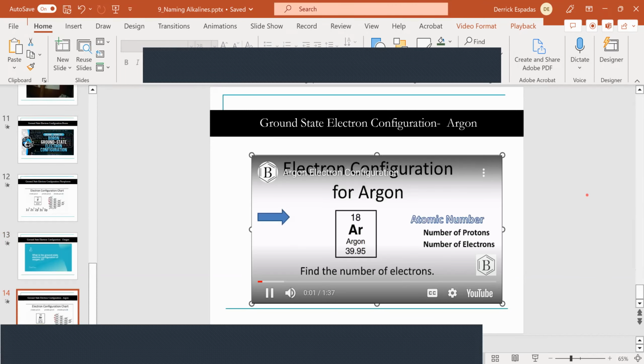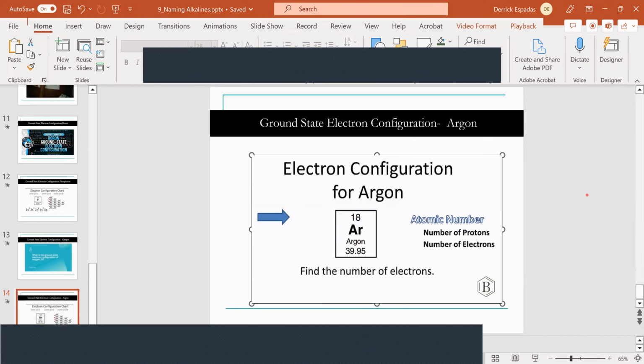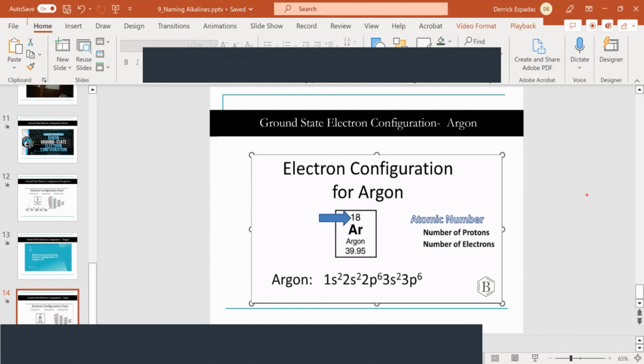To write the electron configuration for argon, we first need to figure out how many electrons there are in the argon atom. We can do that by looking at the periodic table and finding the atomic number for argon. That's the number above the element symbol. It tells us the number of protons, but it also tells us the number of electrons. And once we have the number of electrons, we can begin to write the electron configuration for argon.